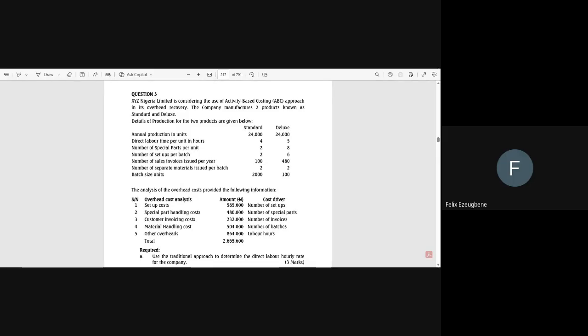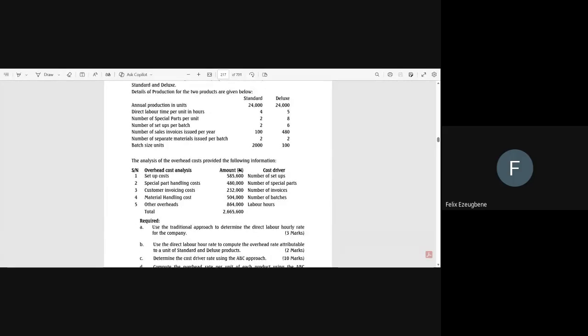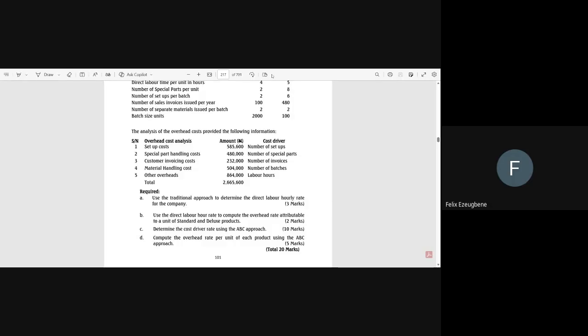Number one, setup costs: 585,600. The cost driver is the number of setups. Number two, special parts handling cost: 480,000. Customer invoicing cost: 232,000. Material handling cost: 504,000. Other overheads: 864,000. Total: 2,665,600. Required: A. Use the traditional approach to determine the direct labor hourly rate for the company.